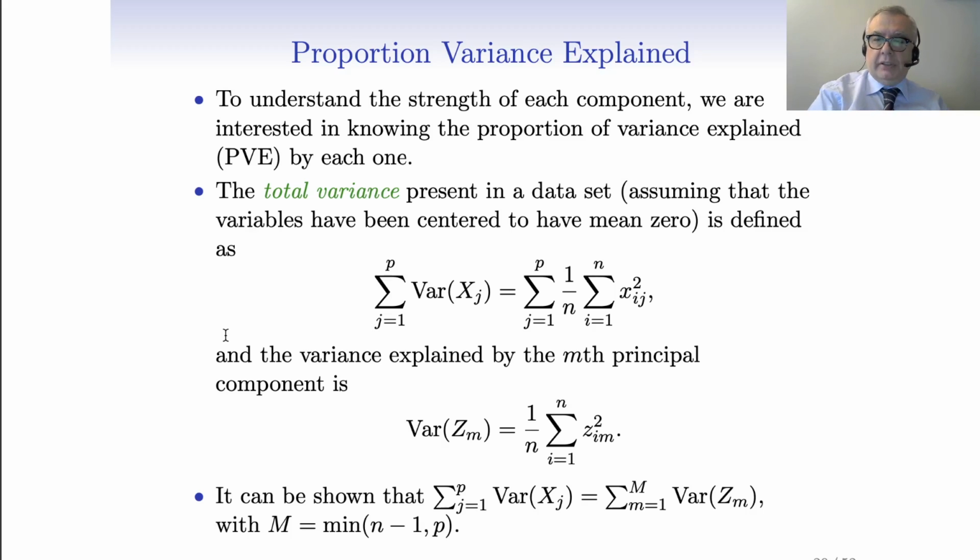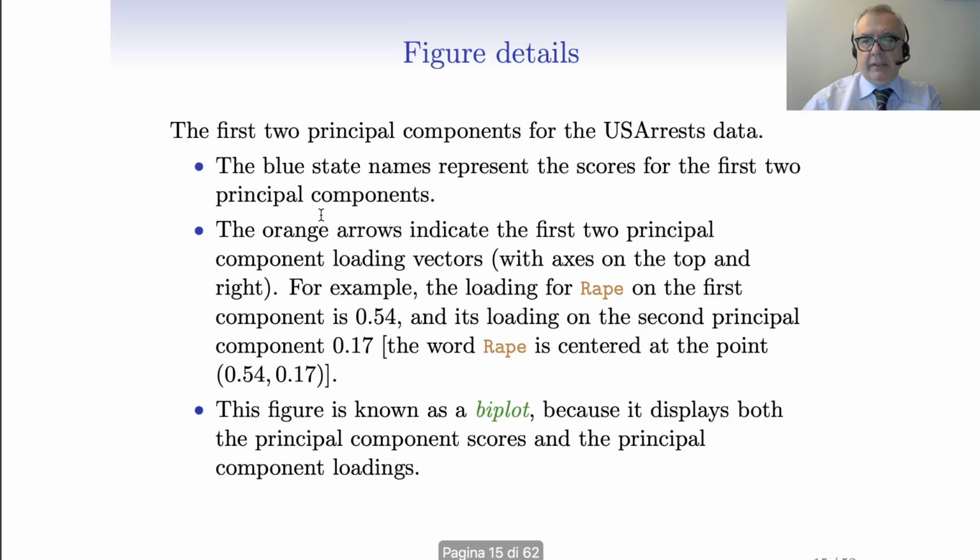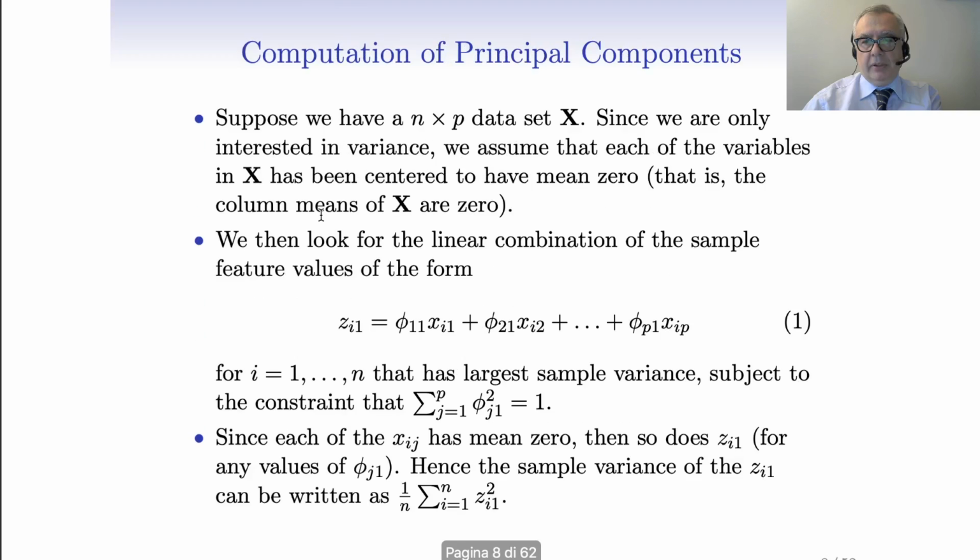An important issue with PCA is the proportion of variance explained. So far, we have not discussed the difference in the strength of each component, and the strength has to do with the dispersion along the component I am considering. So let's go back to the usual plot.